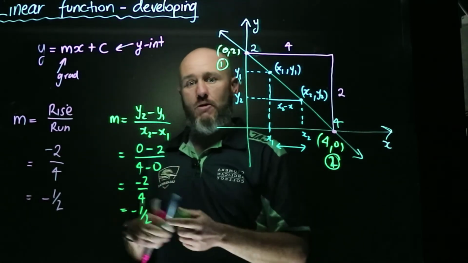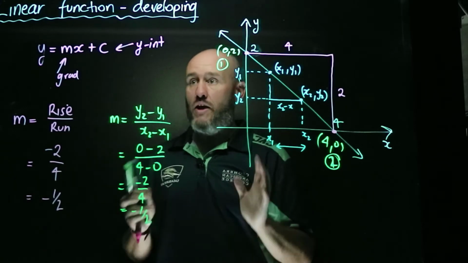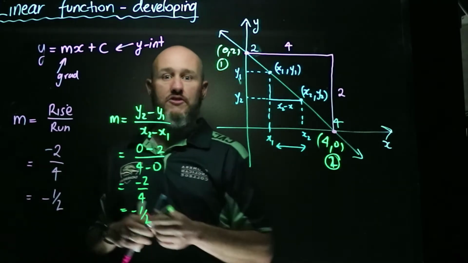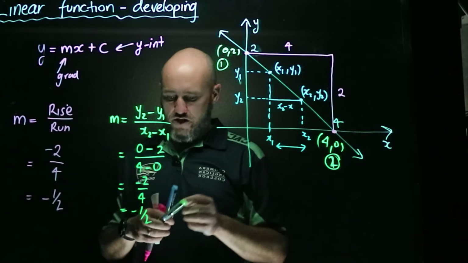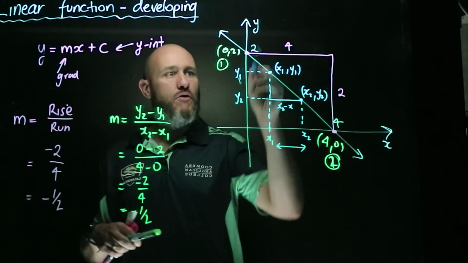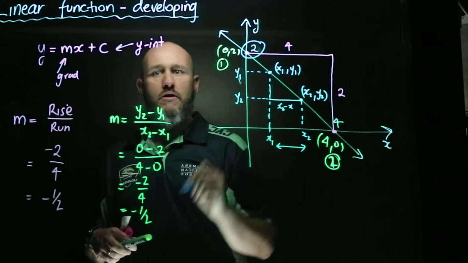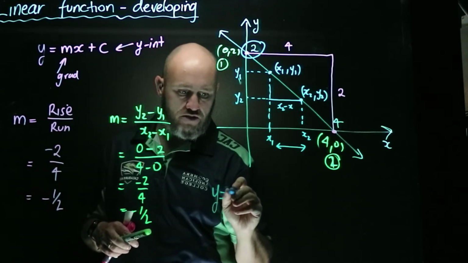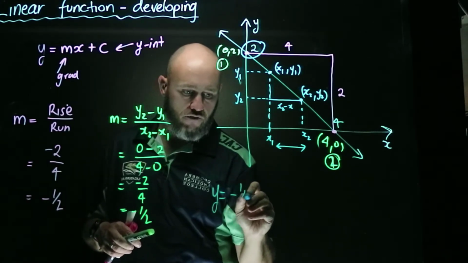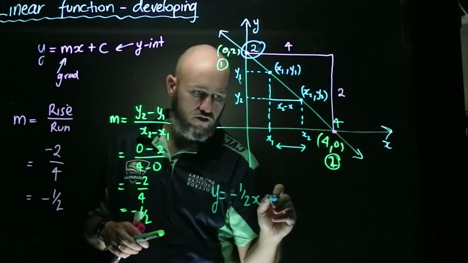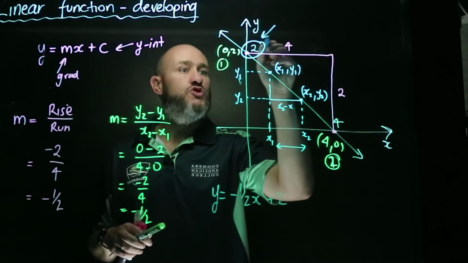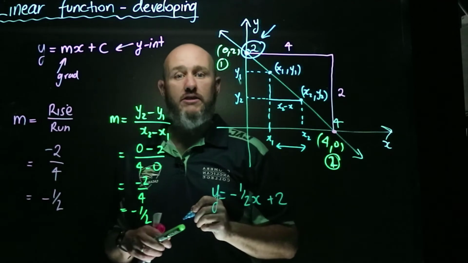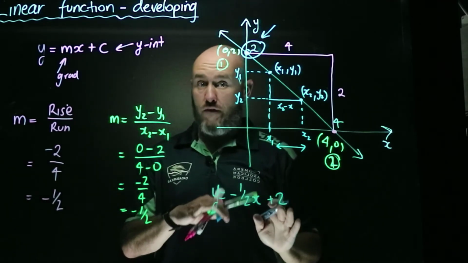Either way, that's how we find our gradient. The other thing we need to do, of course, is find our y-intercept. Now, in this case, it's pretty easy. So you might get lucky and find that the y-intercept is given to you. And so this function, of course, is now y equals mx plus c, which is negative 1/2 x plus 2, because my y-intercept is 2. That's where it passes through the y-axis. That gives me my function.